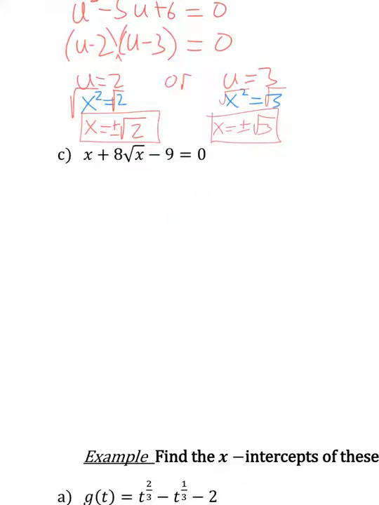All right, what's our u substitution here? x to the 1/2, right? Because this is x plus 8 times x to the 1/2 minus 9. You might notice, by the way, we're just choosing this for our u. Whatever this term is, that's our u, and then this is u squared. That's really all that matters.